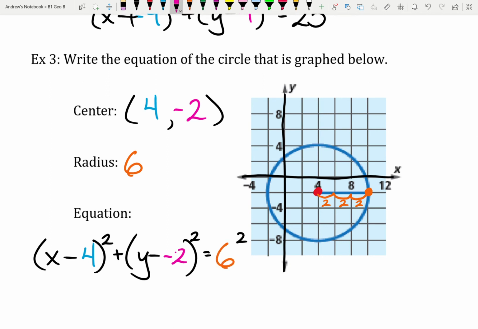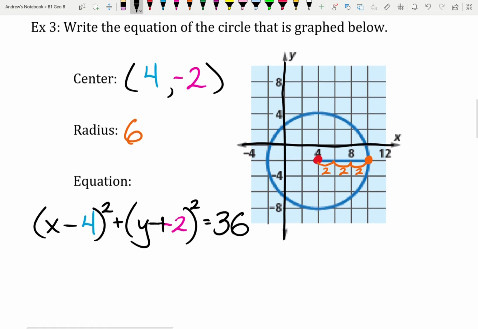And again, we've got a couple little things we can touch up here and there, right? That can turn into y plus 2. That 6 squared can turn into 36. All right. So again, same idea, just a little bit different, taking it from a graph.